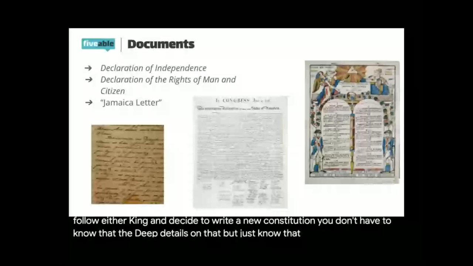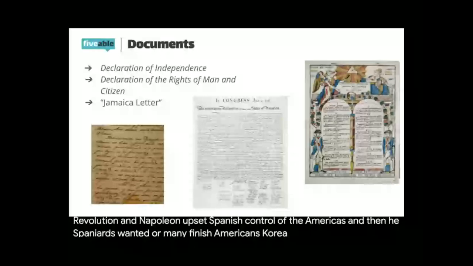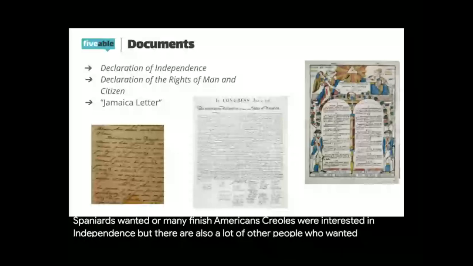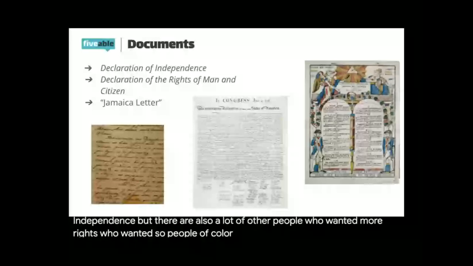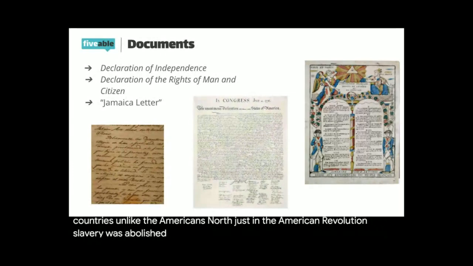Just know that the wars of the French Revolution and Napoleon upset Spanish control of the Americas, and many Spanish Americans, Creoles, were interested in independence. But there were also a lot of other people who wanted more rights: people of color, pardos, free people of African ancestry, formerly enslaved people, and mestizo people. So there was a lot of social revolution too. In the Latin American countries, much more so than in the American Revolution, slavery was abolished after the Wars of Independence.